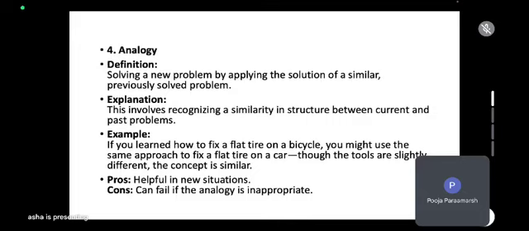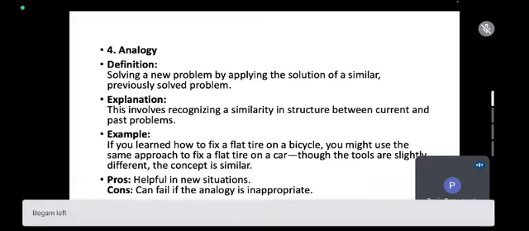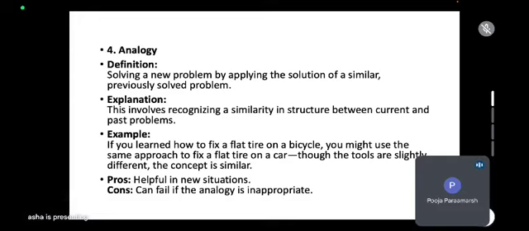So somehow you will follow the same route, or you will get the information through your friends, through your family, or whoever has made a recent trip to Goa or to whatever place is your destination. Okay, so its pro is it's helpful in new situations, like instead of Goa you are going to some other place. It will help you in planning and analyzing how to reach the other destination. And its con is it can fail if the analogy is inappropriate.